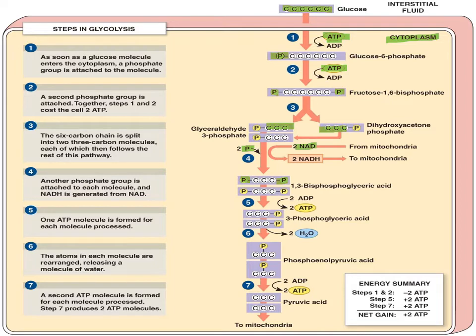NAD is a coenzyme, and the NAD is picking up a hydrogen molecule and becoming an NADH. And when NAD, the coenzyme, holds an additional hydrogen molecule, it makes the NAD hold energy. So now this NADH has the ability to go enter the electron transport chain and generate ATP.